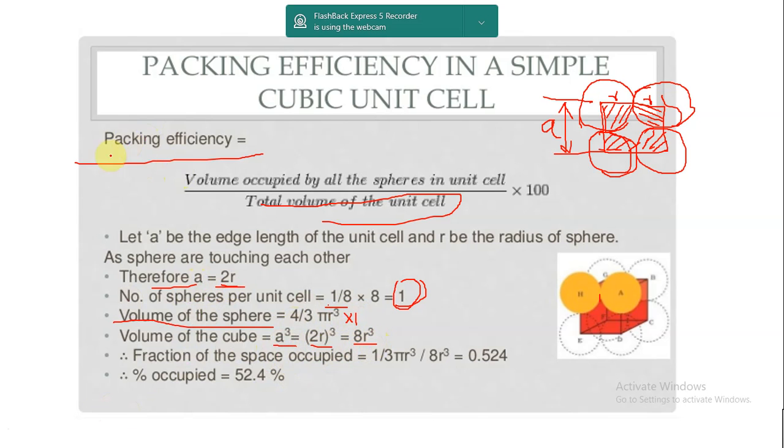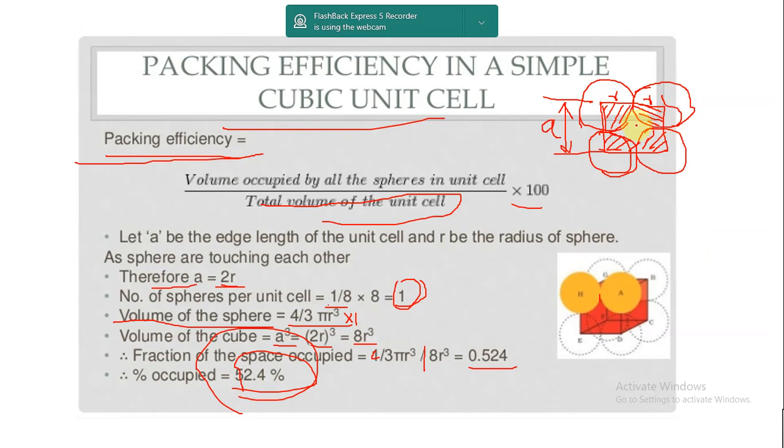So let us find the packing efficiency. So packing efficiency is volume occupied by all the spheres in unit cell upon total volume of unit cell. So volume occupied by all the spheres in unit cell is 4/3 pi r cube, and it is 8R cube. So fraction of space occupied is 4 upon 3 pi r cube upon 8 r cube, and it will come out to be 0.524. So if you multiply it by 100, that is 52.4%. So we can say that in a simple cubic unit cell, the packing efficiency is 52.4%.